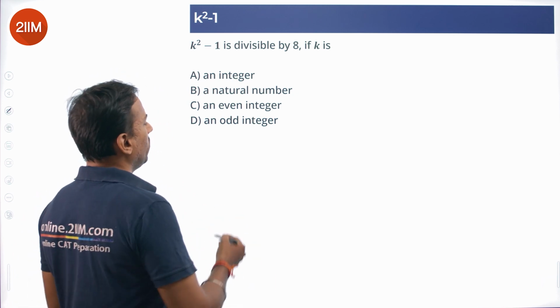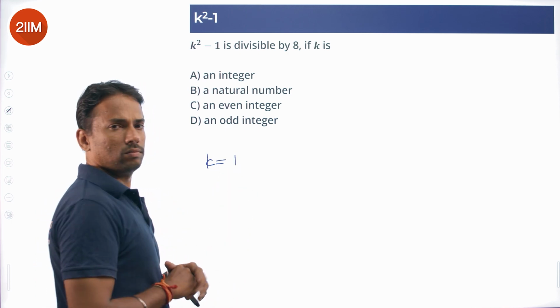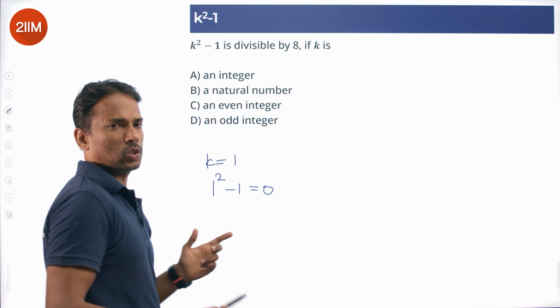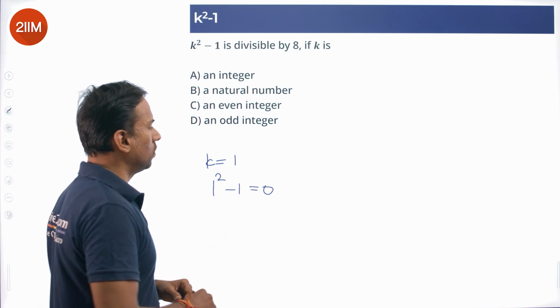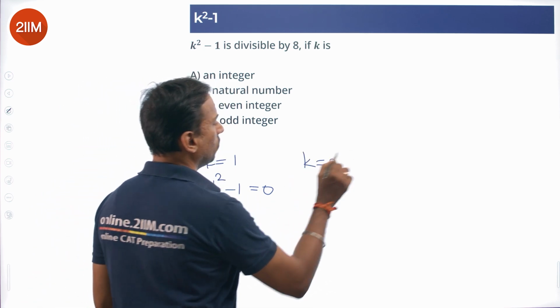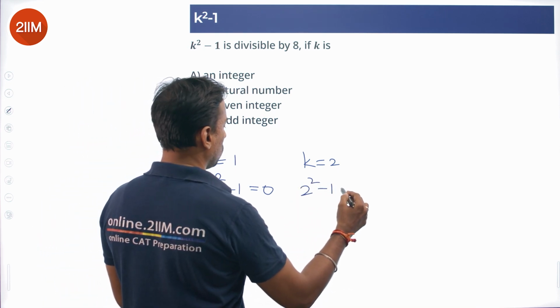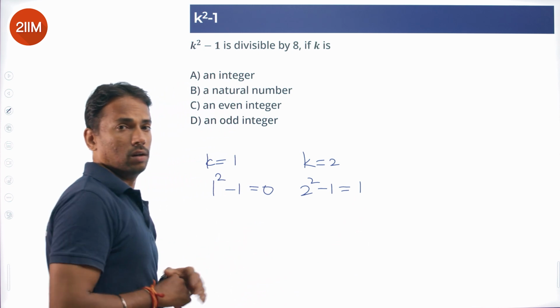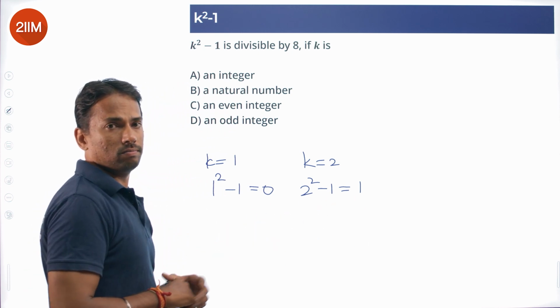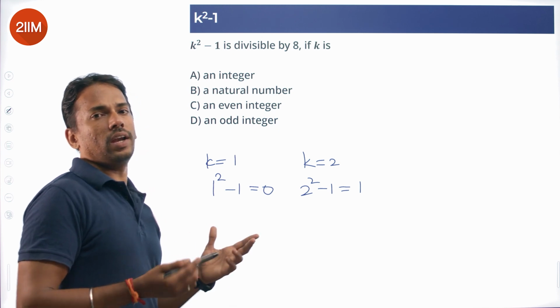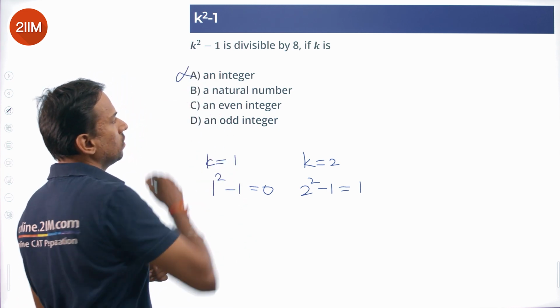So what if we take k equal to 1? 1 square minus 1 is 0. Yes, it's working. 0 is divisible by 8. If I take k is 2, will it work? 2 square minus 1 is equal to 1. Is 1 divisible by 8? It's not working. That means it will not work for any integer. Option A can't be the right answer.